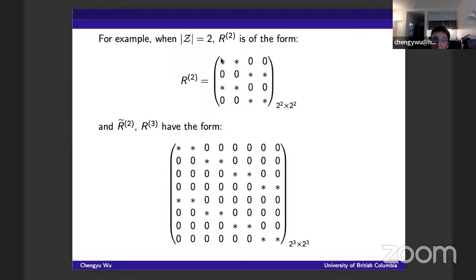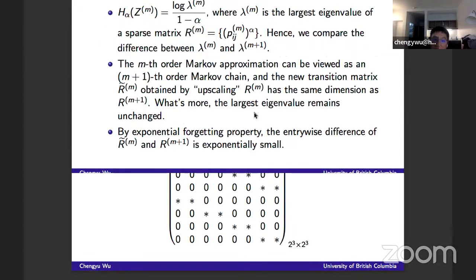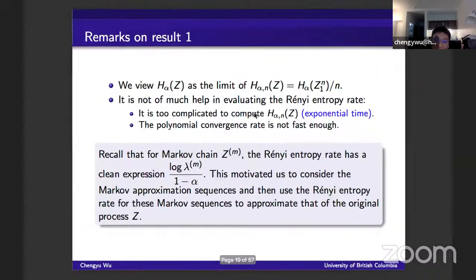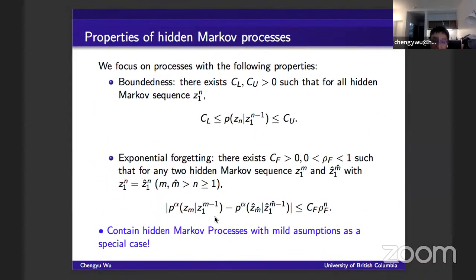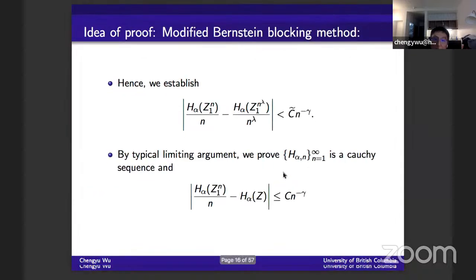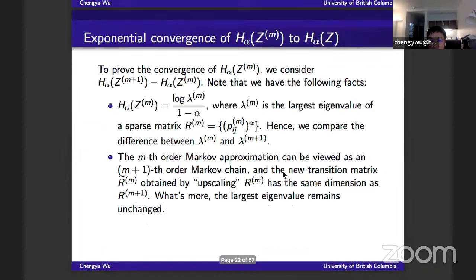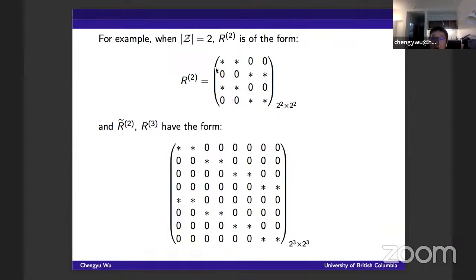And the entries here are just the conditional probabilities with memory 2. Here are the conditional probabilities of memory 3. So the only difference between them is that their memory is of different lengths. But remember that we consider processes with the exponential forgetting property, in the sense that when the memories have different lengths but the first n bits are the same, then they are exponentially close. So after you upscale the matrix here, it will have the same form as this matrix, and the corresponding entries of those two matrices will be exponentially close.